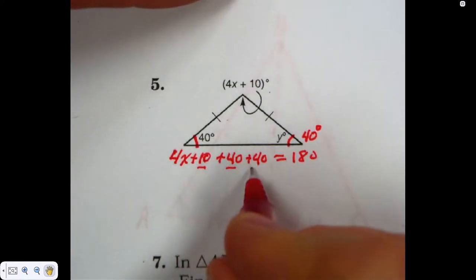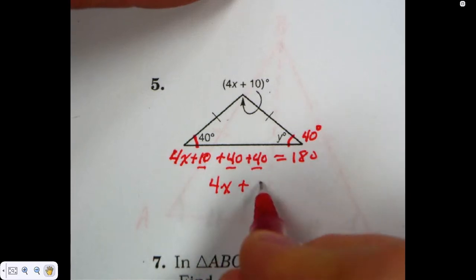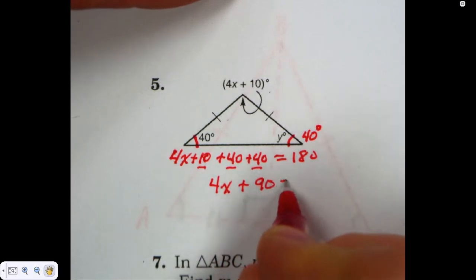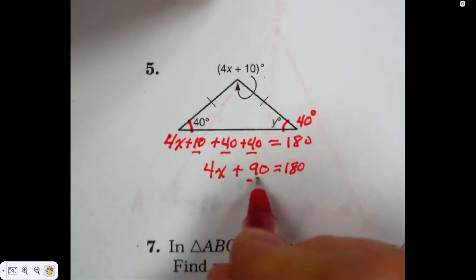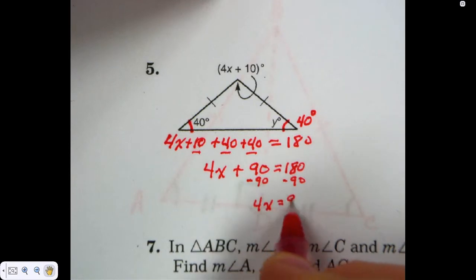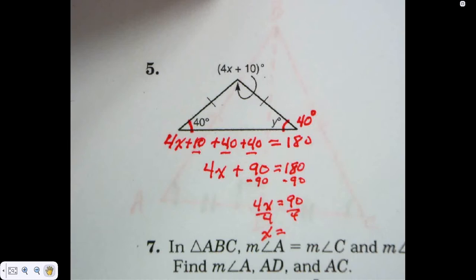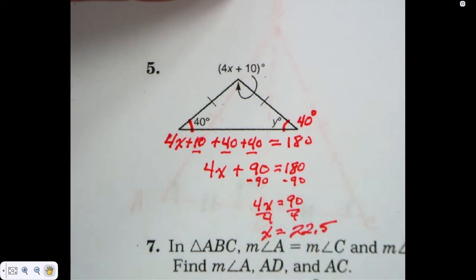Combine your like terms here. You get 4x plus what? Is equal to 180. What am I going to do now? 4x is equal to... divide by 4, x is equal to 22.5, maybe? Is that right? Yeah.